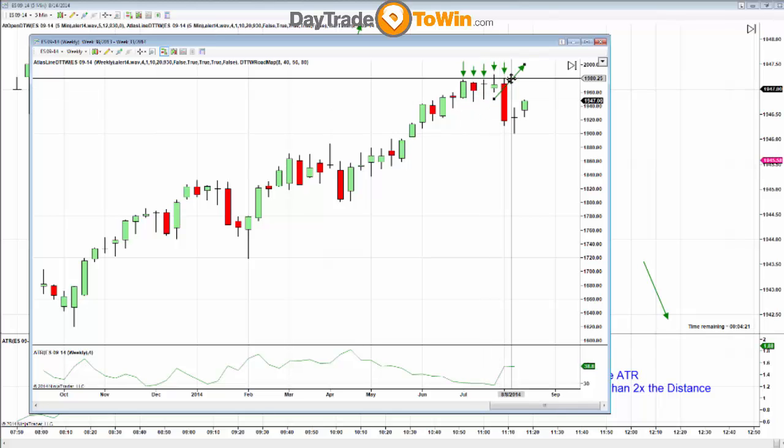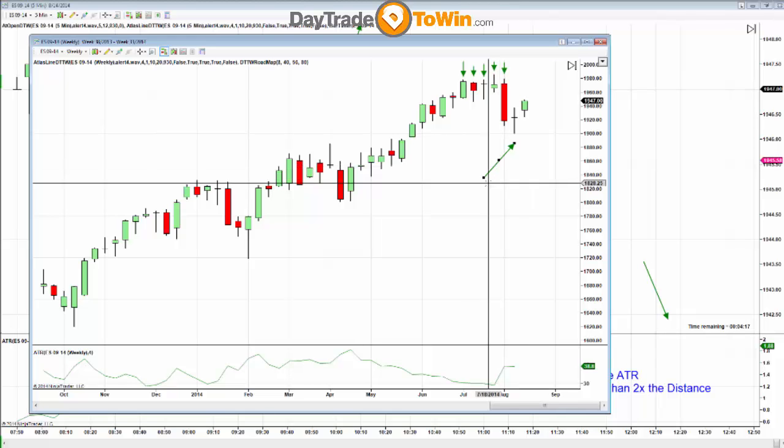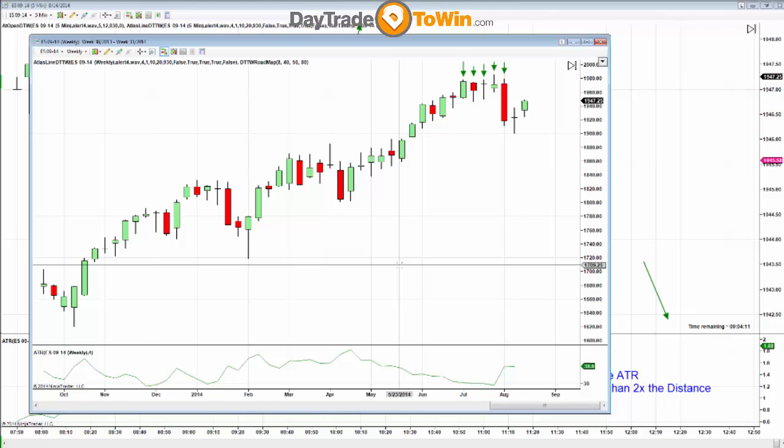If this breaks higher, you have an opportunity to go long. So just wait. There's no sense in rushing this. If there's going to be a big drop, it's going to be weeks on end. It's just going to go and go and go.